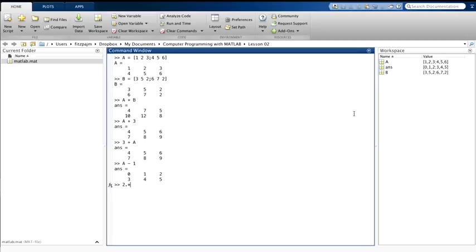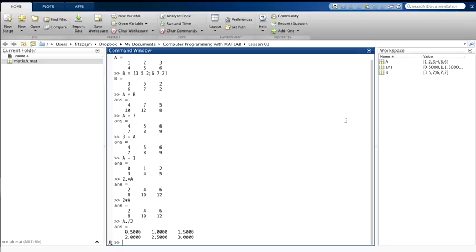2 dot star A multiplies each element by 2. 2 star A, the matrix multiplication version, does the same thing. And we can divide: A dot slash 2, array division of A by 2, divides each element by 2. And you can go the other way, 2 dot slash A, divides each element of A into 2.